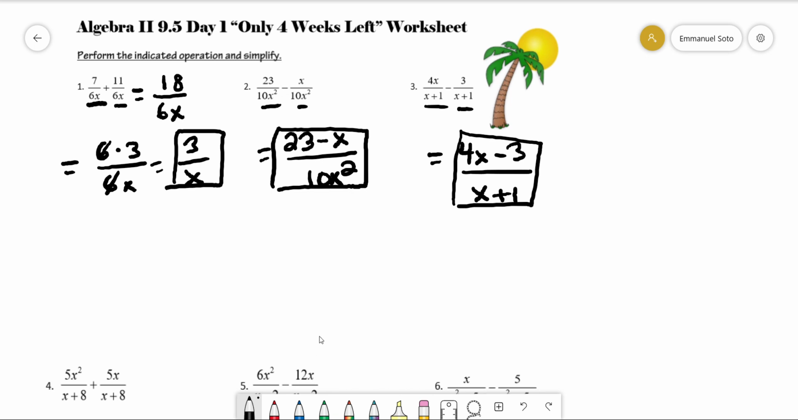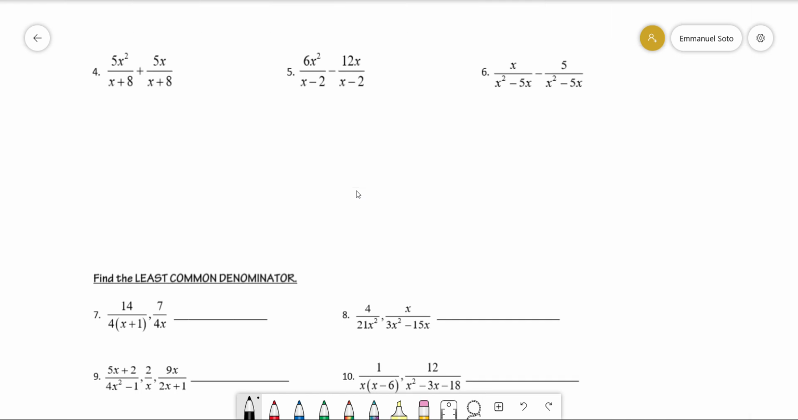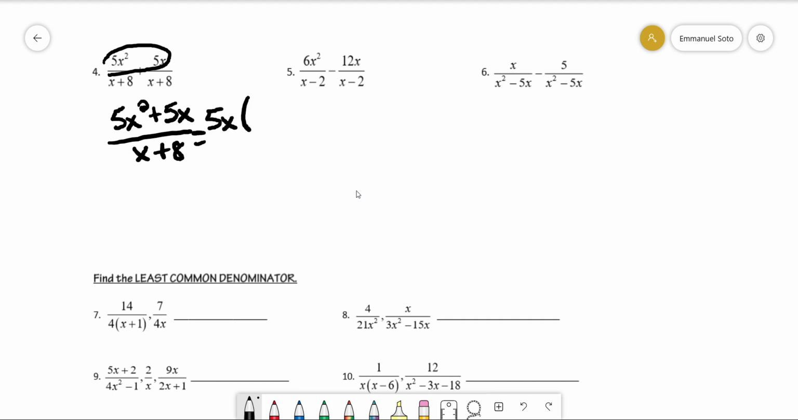Alright, so the next thing, we want to do the same thing here. So same denominators, so we're going to simply add the numerators. 5x squared plus 5x over x plus 8. Make sure to pull out from the numerator, so you can pull out a 5, you can also pull out an x. So we got 5x times x plus 1 over x plus 8. And there you go, that's your final answer. That's simplified and that's factored. The reason we do this is just in case we need to factor out anything from the numerator and denominator.